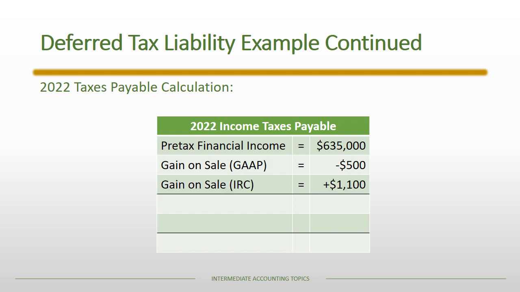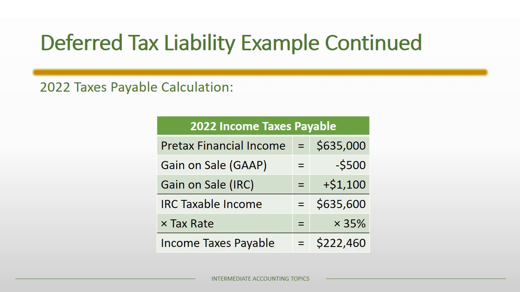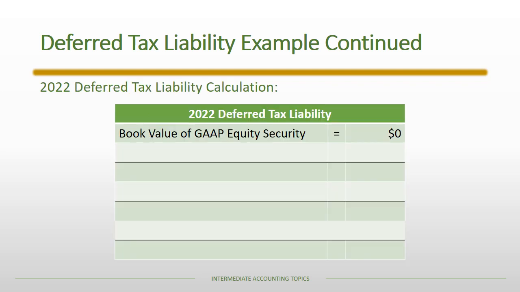But there is a gain that is recorded under the Internal Revenue Code, but in this case, the asset was still at the original cost of $15,000. And so when they sold it for $16,100, the Internal Revenue Code would have a gain of $1,100. So the taxable income is $635,600. We apply the tax rate. So once we apply the tax rate, we can see that our income taxes payable is $222,460.